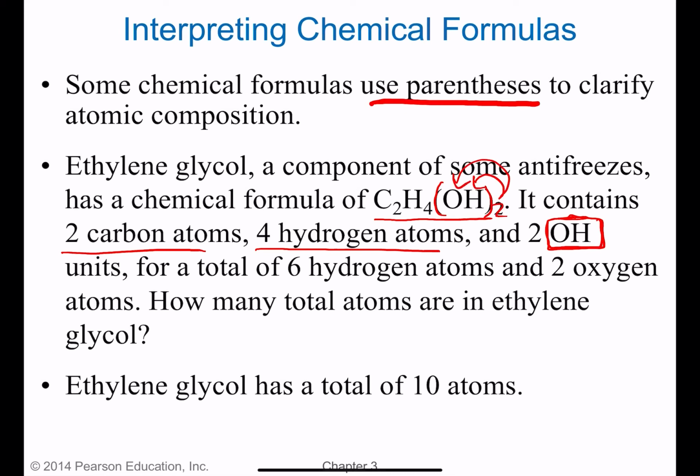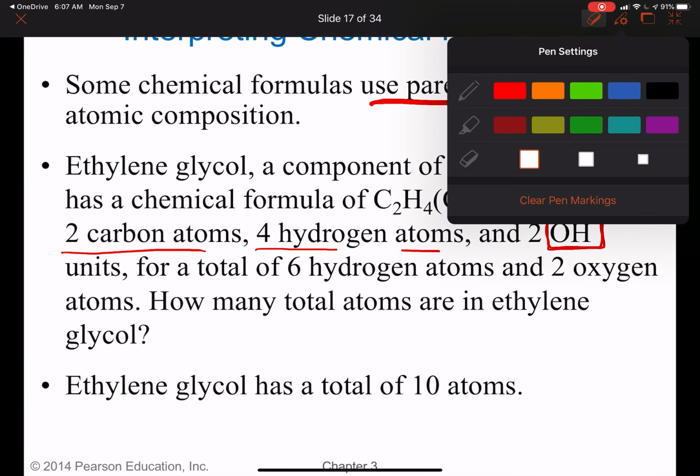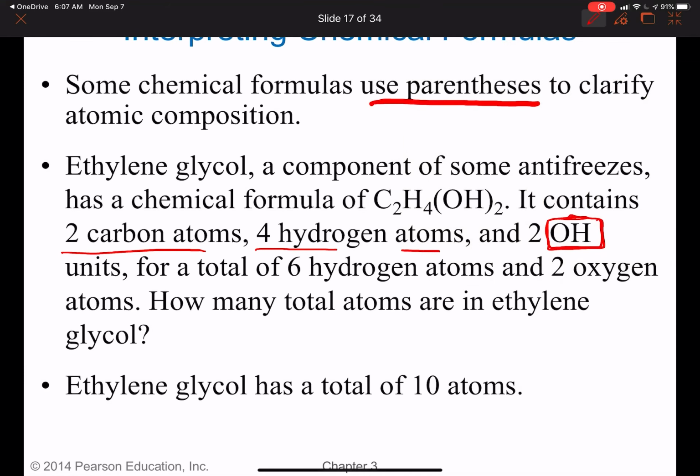Kind of like how you might carry over multiplication in math. If you had 2 times 4 plus 8, you could carry that 2 to both of those and do the problem a different way. It's the same kind of thing. So that 2 is being carried over, and that can help us count. So how many total atoms? We've got 2 for carbon, 4 for hydrogen, and then this 2 is saying we've got 2 oxygens and 2 more hydrogens. So 2 plus 4 plus 2 plus 2, we get to a total of 10.